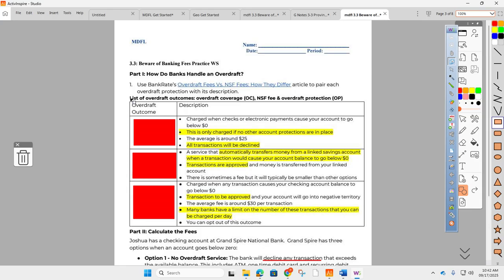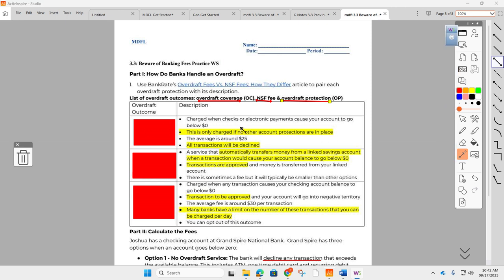Okay, so the options are overdraft coverage, overdraft protection, or no overdraft service at all. The three vocabulary words we're looking at here are overdraft coverage, NSFC, and overdraft protection. So let's look at the first one here. These are the criteria, the characteristics of one of these vocabulary words.